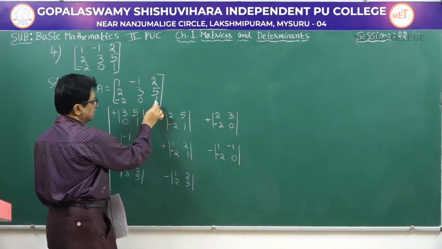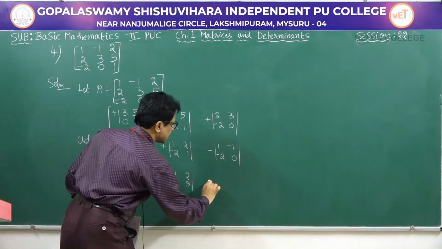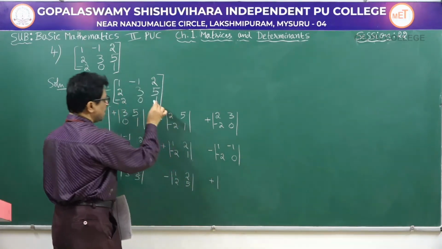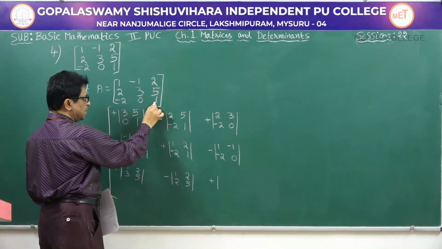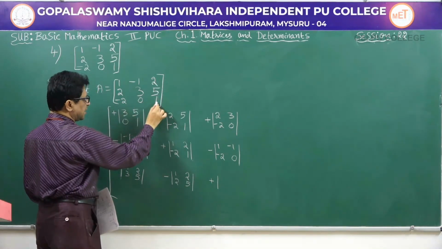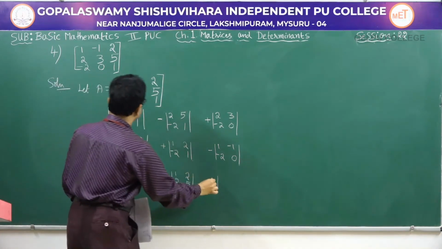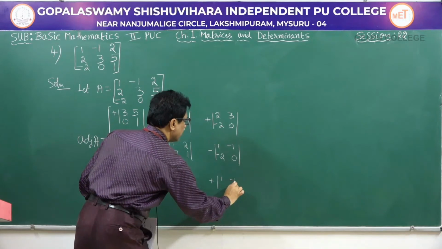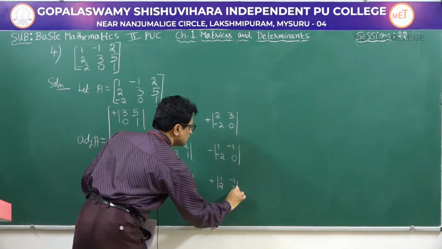Next we shall find the cofactor of 1. So first we shall write the sign plus. 1 lies in the third row, third column. We eliminate the third row and third column and take the determinant of the remaining elements. That is determinant of 1, -1, 2, 3.